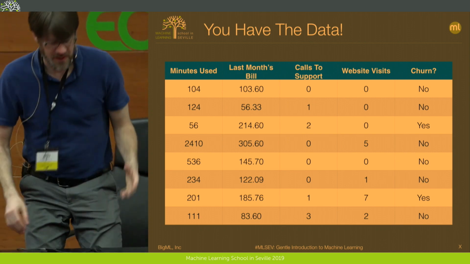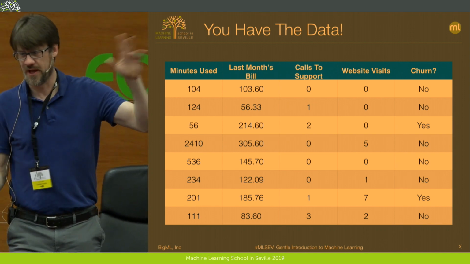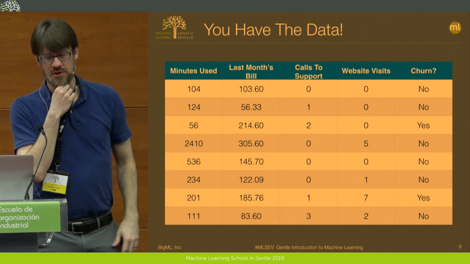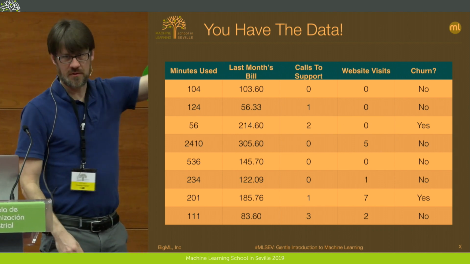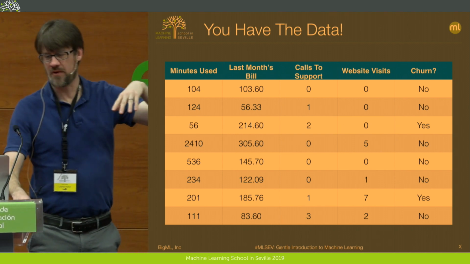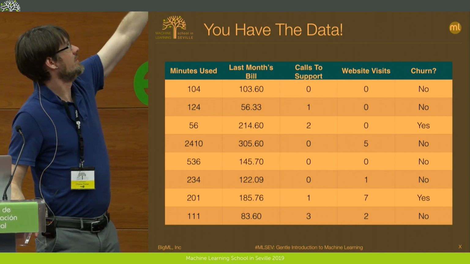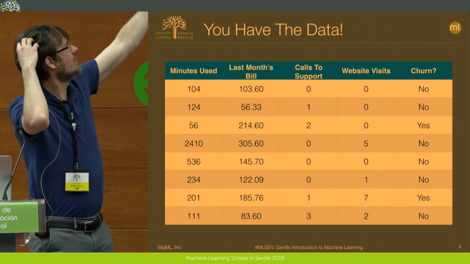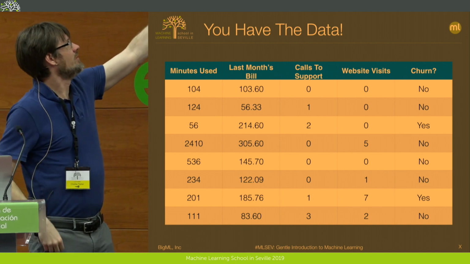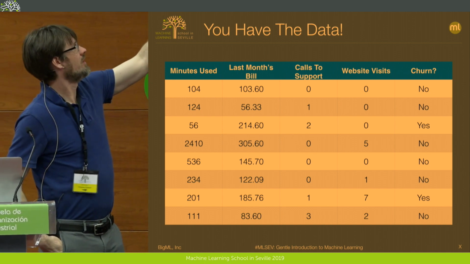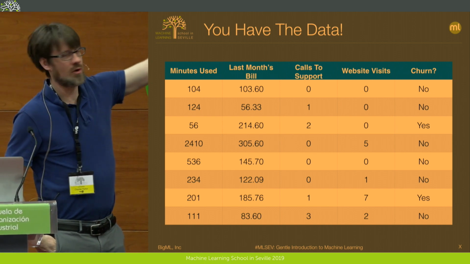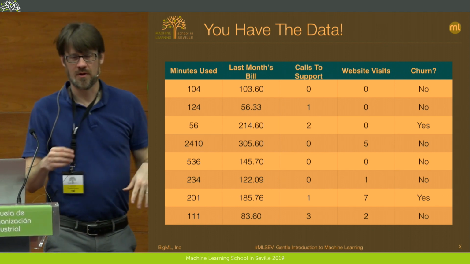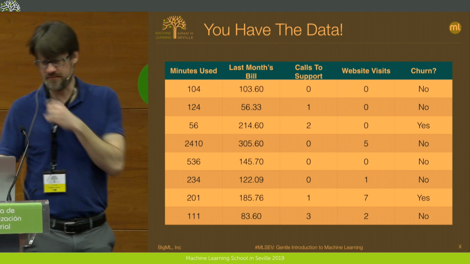So here's some data for the problem I was just talking about. This is manufactured data, not real, but it's the sort of thing you might get if you were trying to solve this churn problem. For each customer, for each month, you have attributes of how they used the service in that month. The top row represents some person in some month. They used 104 minutes on their mobile phone plan, their last month's bill was $103, they didn't call support, they didn't visit the company website, and they didn't leave the service at the end of the month. Each row in that table represents a person in a month.